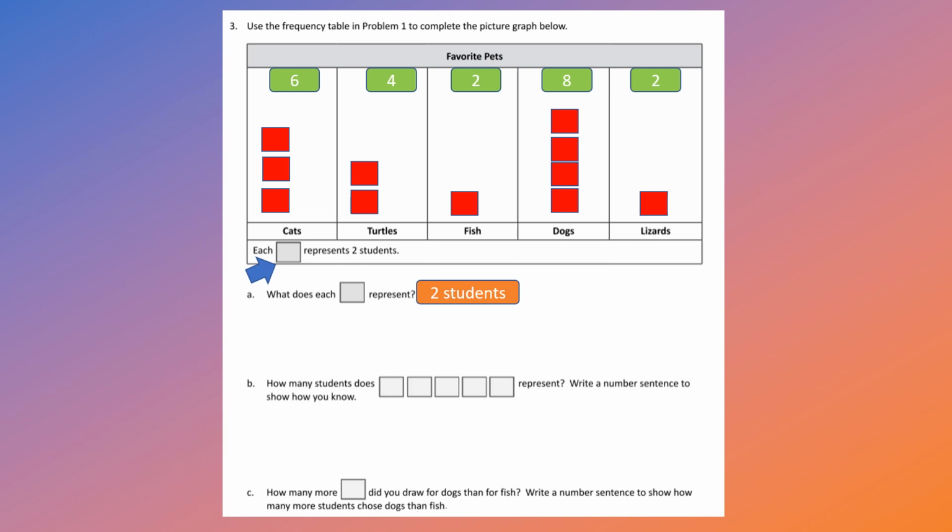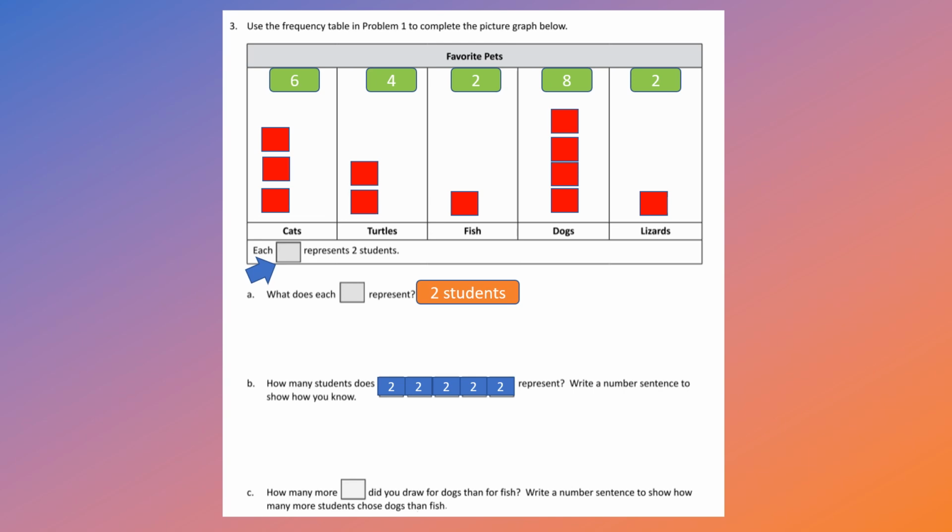For letter B, it says, how many students do these squares represent? Write a number sentence to show how you know. So I'm going to write 2s in each one of those squares and count by 2s as I do that so that I can determine the value of these squares. So let's start. 2, 4, 6, 8, 10. Okay, so the value of these squares is 10.